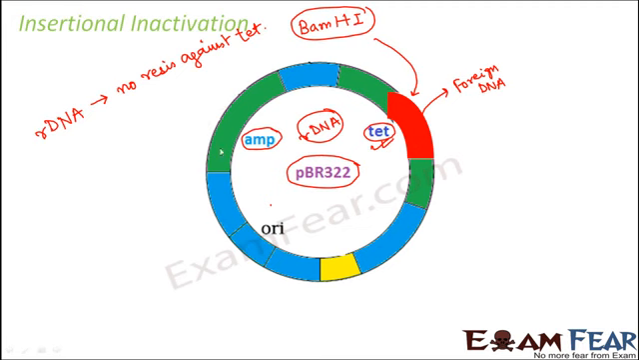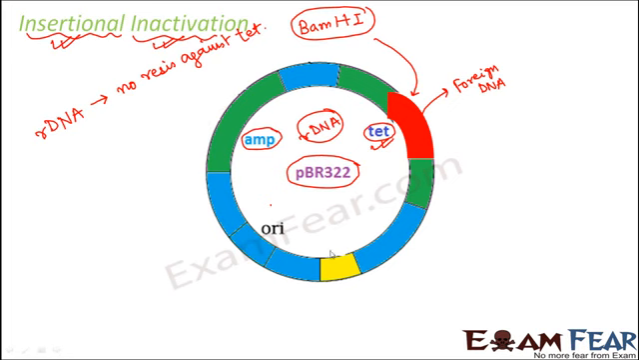But what about the ampicillin resistance gene? The ampicillin resistance gene is still there, but the tetracycline resistance gene got inactivated due to the insertion of the foreign DNA. That is why the name insertional inactivation, because the antibiotic resistance gene gets inactivated due to insertion of the foreign DNA. So here what do we see?